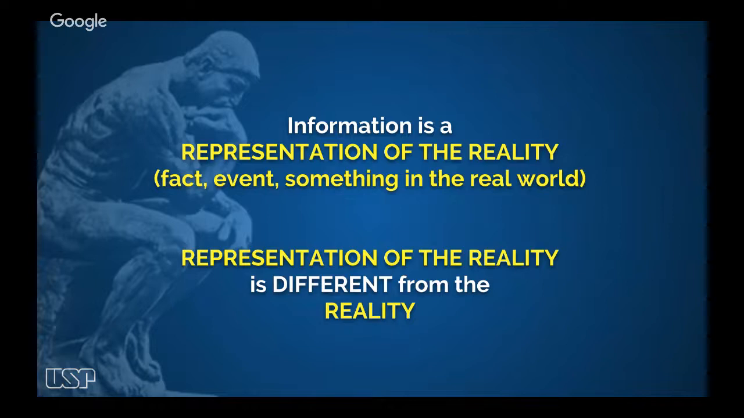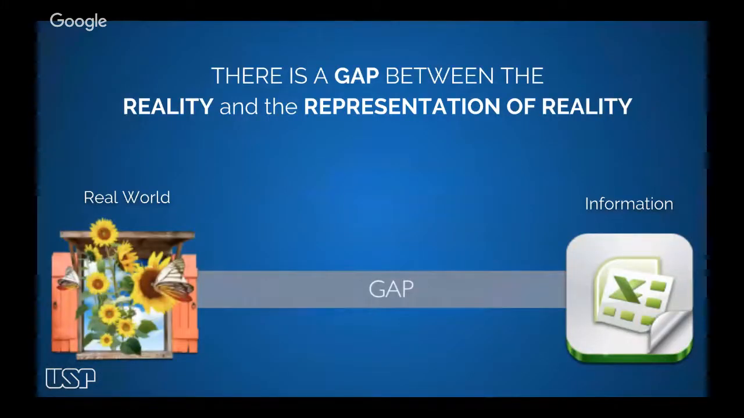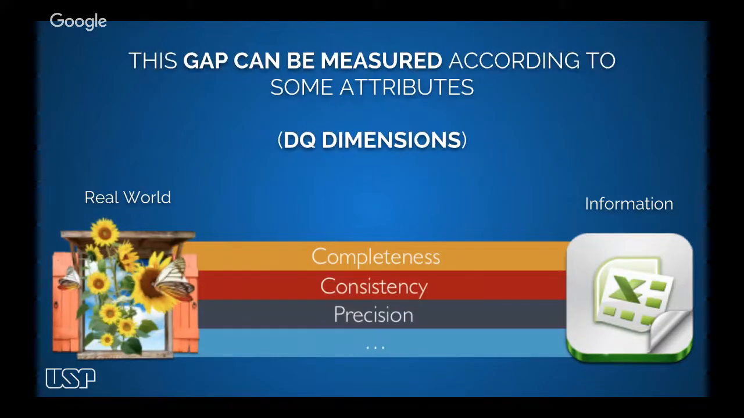But this representation of the reality is different from the reality itself. Okay, there is a gap between the reality and the representation of the reality, the real world and the information that represents this real world. The good news is that this gap can be measured according to some attributes that we call data quality dimensions. So I can measure the completeness of information in relation to the real world, the consistency or the precision of the information according to the real world.